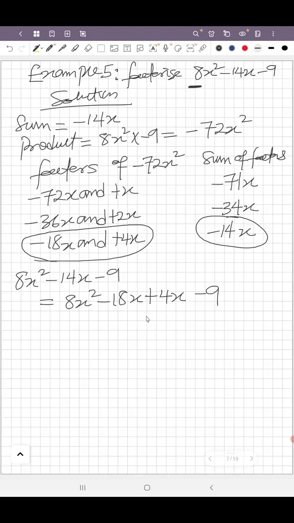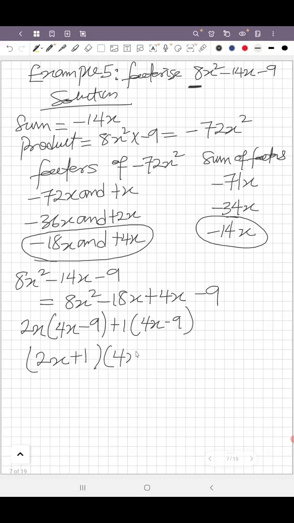So you can split into two from this angle, that 2x is common from here. We have 4x minus 9. From here also, 1 is common, plus 1 is common. We have 4x minus 9. So if that should be the case, we have 2x plus 1 times 4x minus 9. So this is how we factorize.